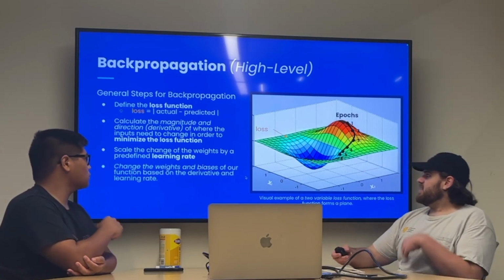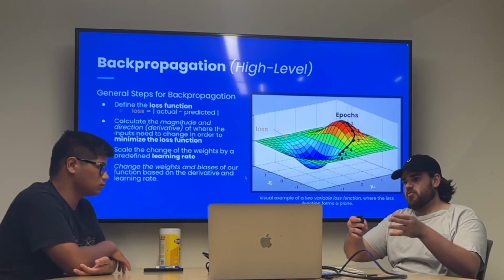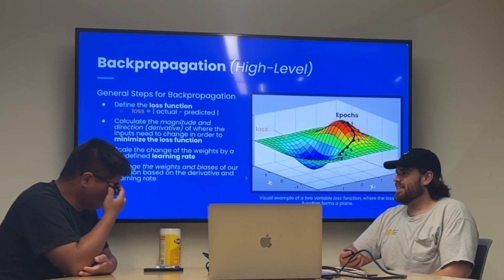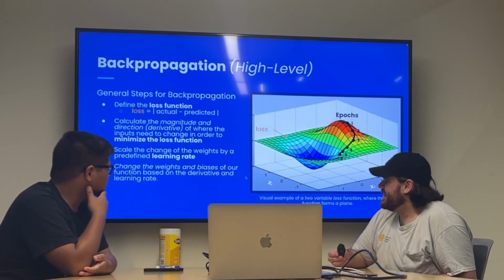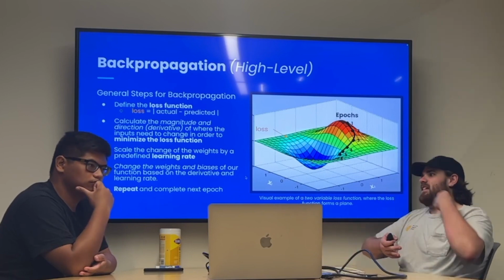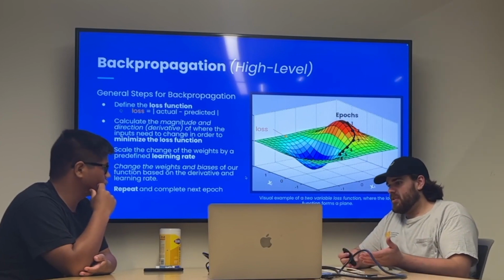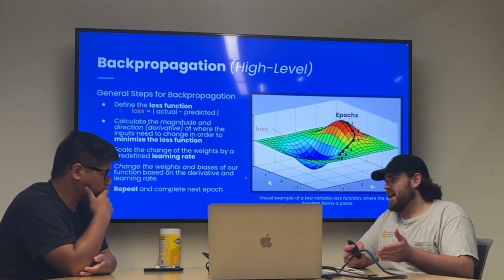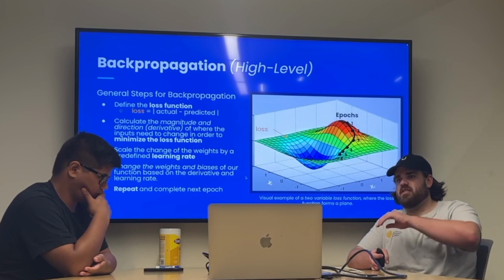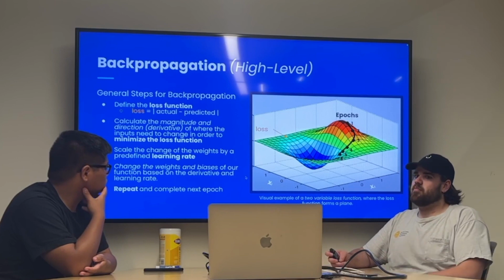And when you change the weights and biases of your function, you go in there and change them based off of the derivative, or Jacobian if you want to look it up, of that matrix, and then its learning rate. You repeat, and then you go to the next epoch, where an epoch is an entire set of data, and a batch is one example of backpropagation, and then you average those backpropagations over an epoch.